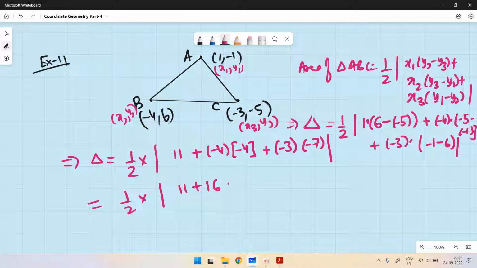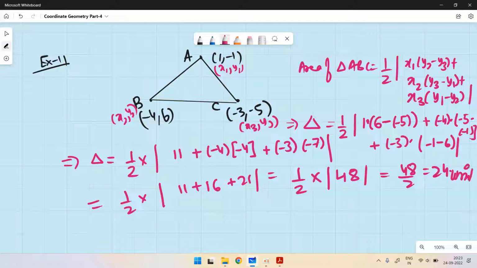So this is half into 11 plus 16, which is 27. 27 plus 21 is 48. Modulus of 48 is only 48, by 2. This is 24 unit square. 24 unit square is your answer.